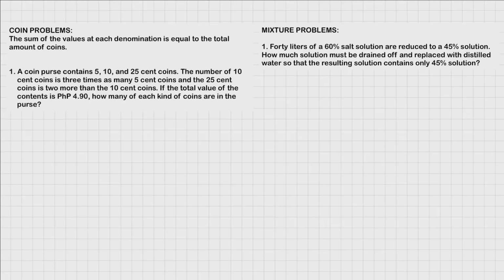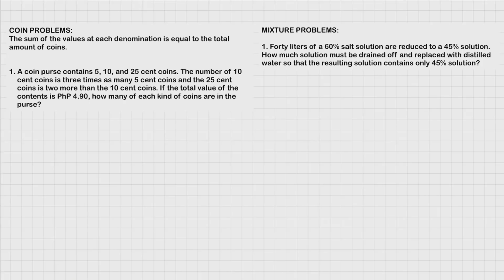The guiding principle here is that the sum of the values of each denomination is equal to the total amount of coins. So, alright, let's tackle an example here. We have a coin purse containing 5, 10, and 25-cent coins. The number of 10-cent coins is 3 times as many as the 5-cent coins. And the 25-cent coins is 2 more than the 10-cent coins.